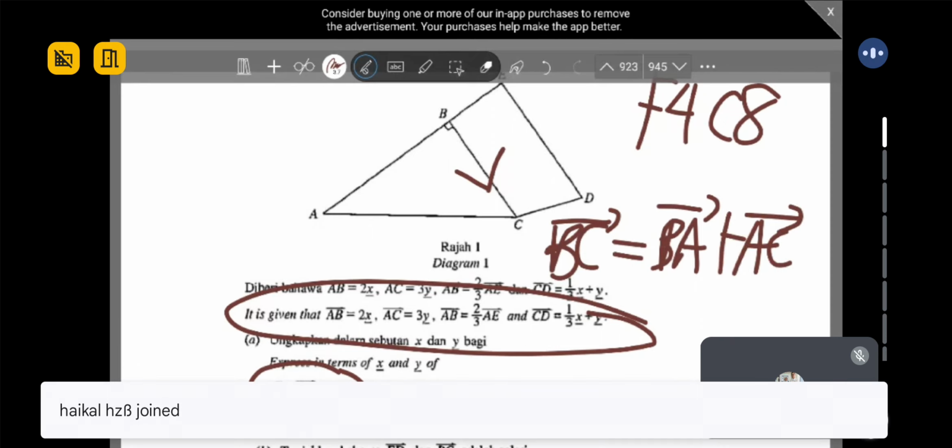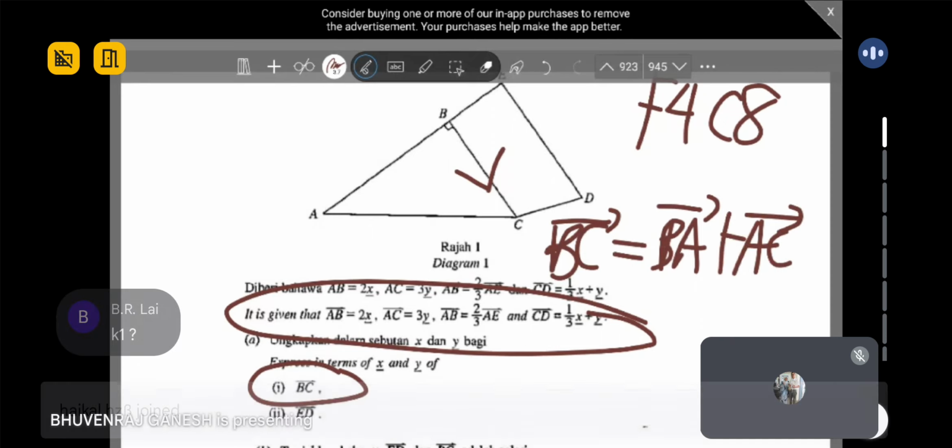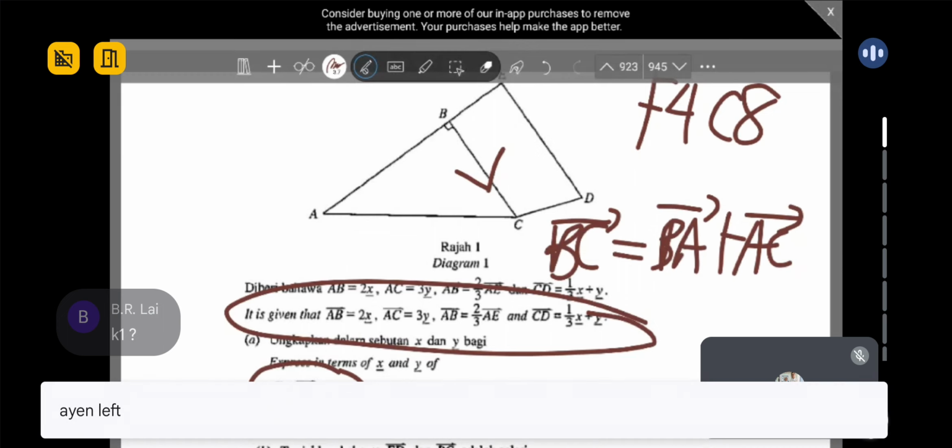So guys, BA, what is your vector? Apa vektor BA? This is paper 1. Sorry, this is paper 2. Sorry, kertas 2. Yesterday paper 1 tadi what? Oh, K1.